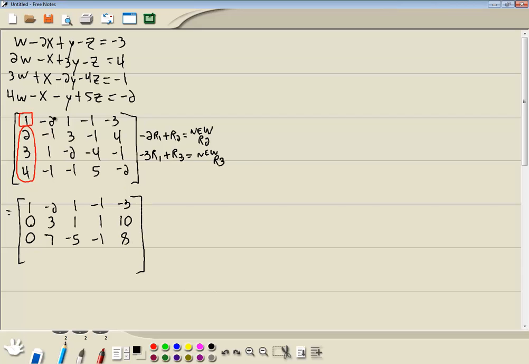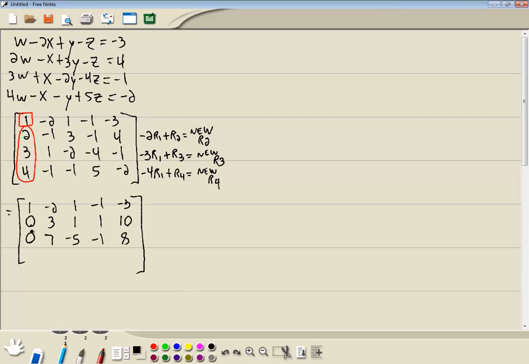Check it. 0, 7, negative 5, 3 minus 4 is negative 1, 9 minus 1 is 8. Okay. Now this one, we're going to multiply the first row by negative 4. Always the opposite number from this. So this is 4, so we use negative 4 times row 1, and we'll add that to row 4. And that's going to give us our new row 4.